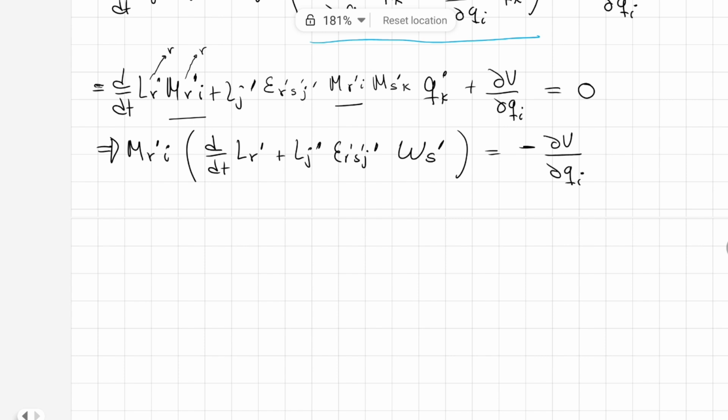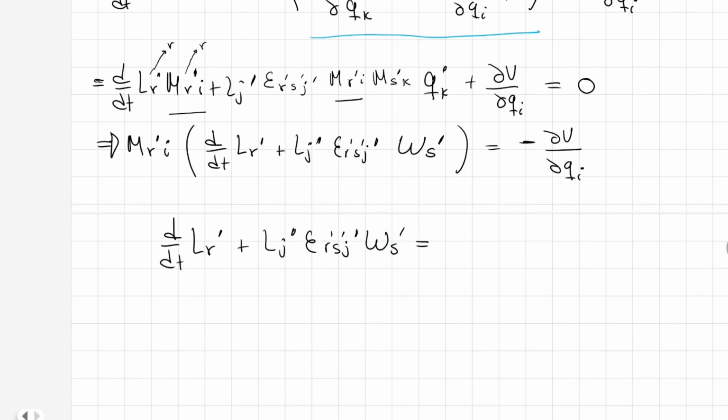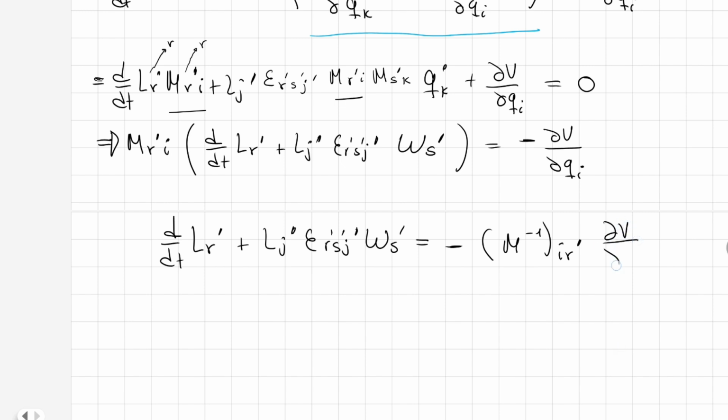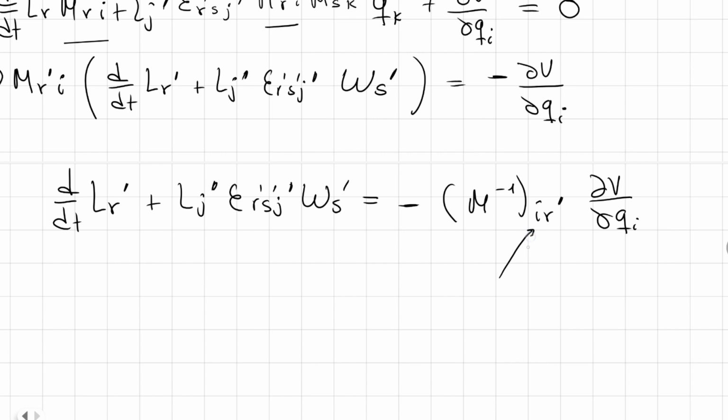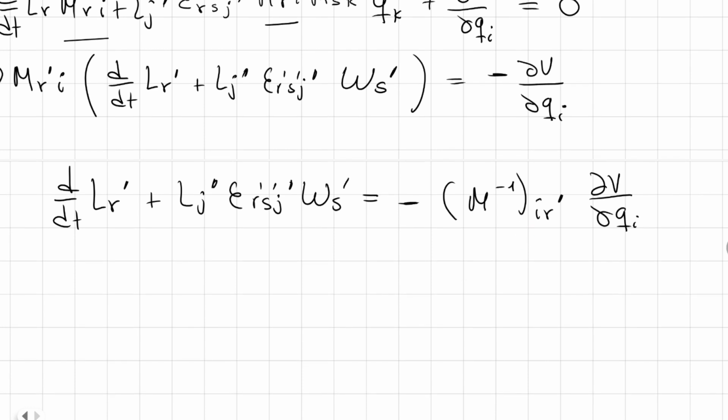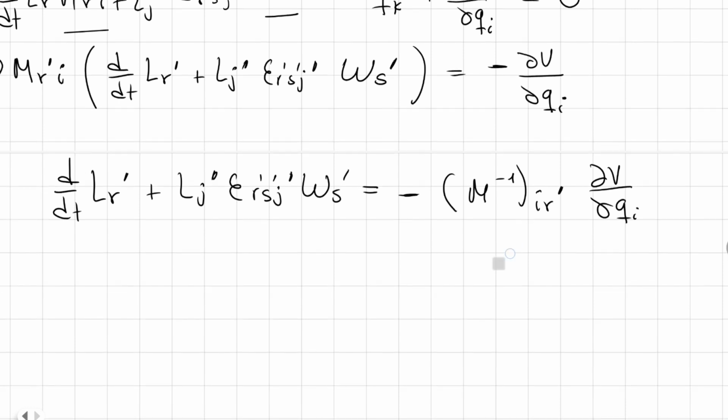Perfect. So if we do that, we are going to get that the derivative with respect to time of l_r plus l_j ε_rjs omega_s is equal to, well, minus those elements of the inverse with the indices i, r, times the partial of V with respect to q_i. Remember that this matrix M has to be an orthogonal matrix. So look that here I'm taking the transpose matrix. That's why I switched the order of the indices. Because when you have an orthogonal matrix, remember that the inverse is equal to the transpose. So that's why I switched the indices.